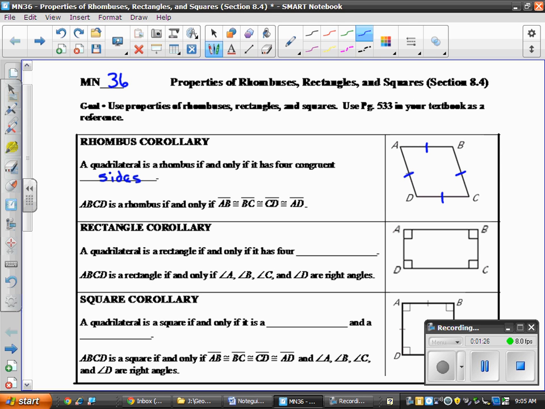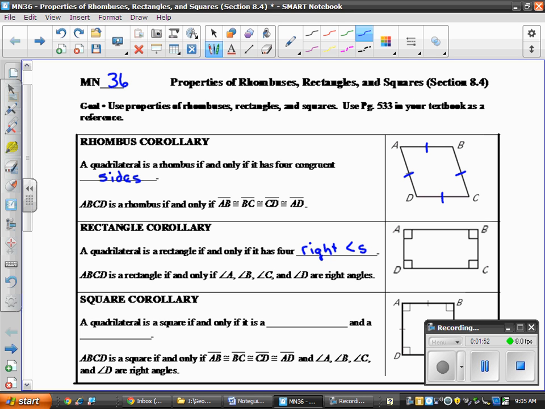The rectangle is a quadrilateral if and only if it has four right angles. So again, it's similar to the parallelogram, and all the properties of a parallelogram work for the rectangle, but the specialty thing about the rectangle is, of course, that it has four 90-degree angles.